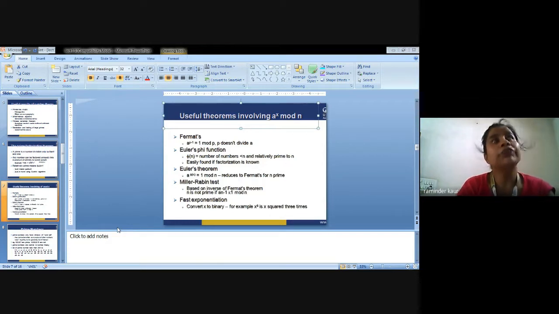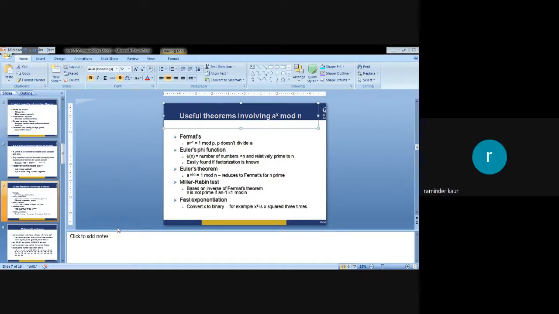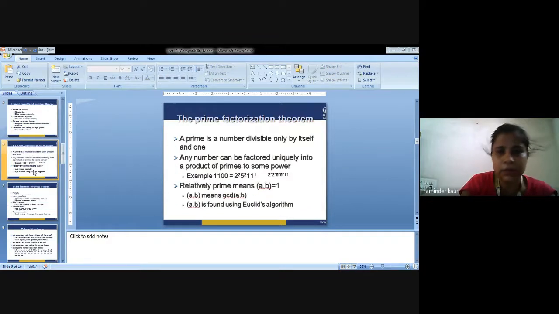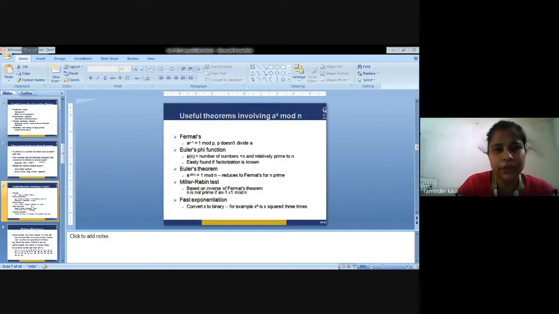In the Euler-Totient function, the number of numbers less than or equal to n and relatively prime to n, that we have discussed in calculating the GCD of a particular number. It can be easily found if the factorization is known. Factorization means the factors we created here, like this one. Just have a look. If the factorization is known, it is easy to deduce the same. Next is Euler's theorem. It has the formula A raised to power totient function of n is equal to 1 modulus of n, which reduces to Fermat's theorem for n prime.